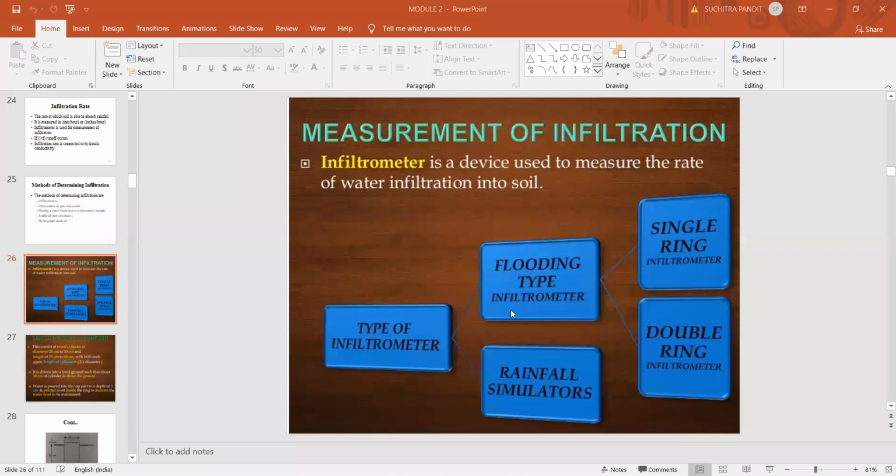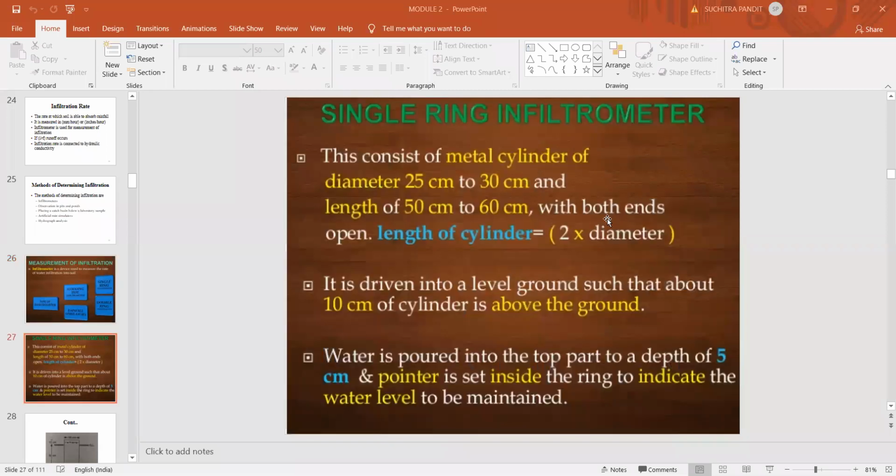Either you can have an experimental plot where the entire plot is flooded with water, then you can estimate the rate of infiltration, or you can have an artificial simulation or rainfall simulators. And also there are two auxiliary equipments, the single ring infiltrometer and the double ring infiltrometer. These are very simple equipments.